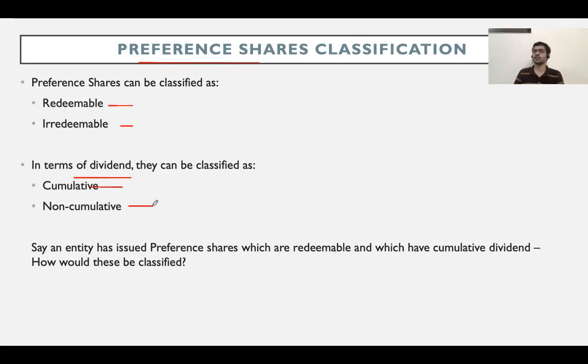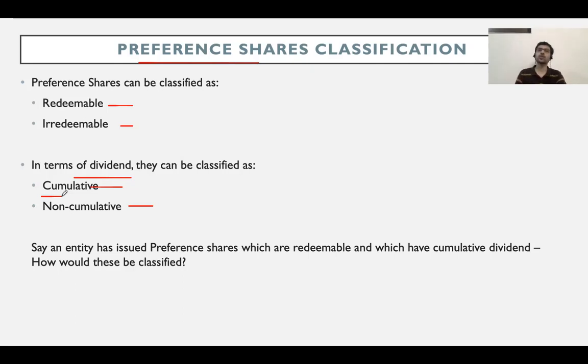All right, I'm just repeating: under cumulative, the entity is mandated to pay dividend to the preference shareholders. If it has profits, well and good, it is mandatory for them to pay dividend. If it does not have profits, then they will get cumulated. That is the reason why it's called cumulative. They will get cumulated to the next year, and in the next year you have to pay dividend for the current year as well as the dividend for the next year.